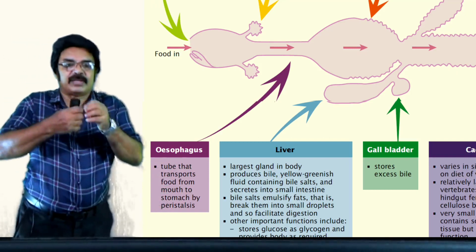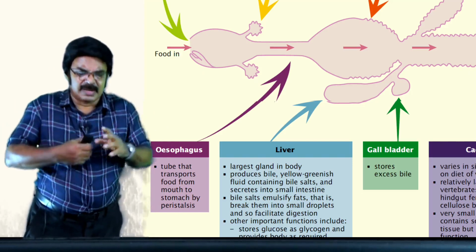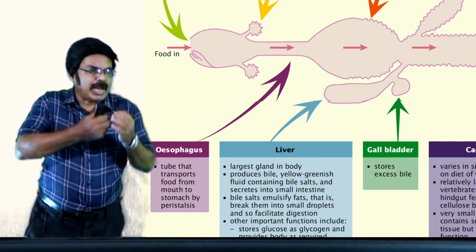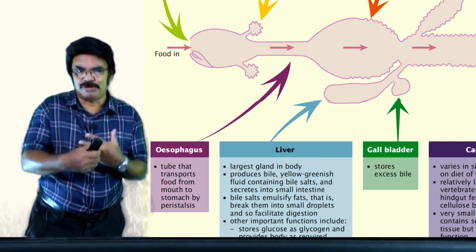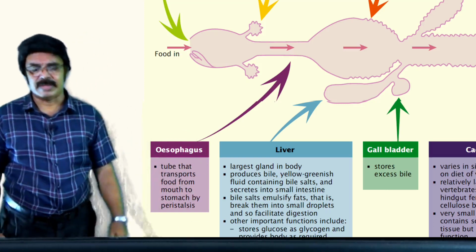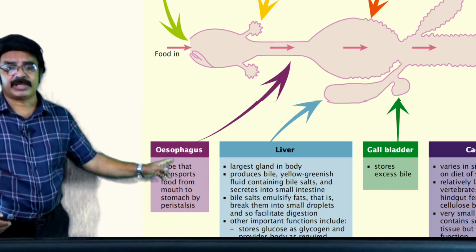You know what peristalsis is? Peristalsis is the way that food moves inside the esophagus, the way of pushing using circular and longitudinal muscles. We are learning all these things. So the next part after the esophagus.